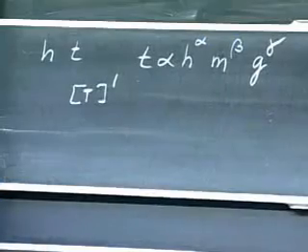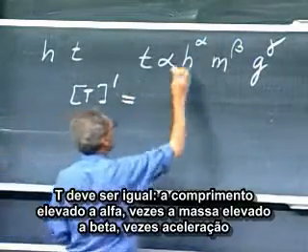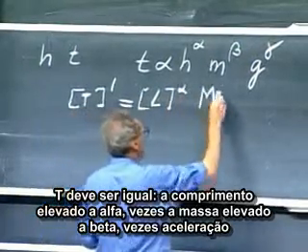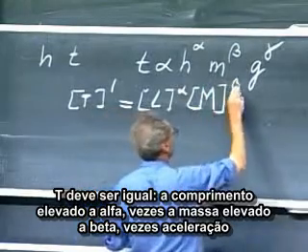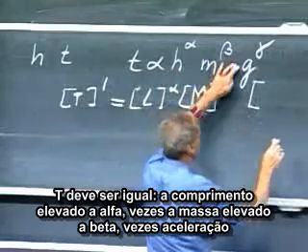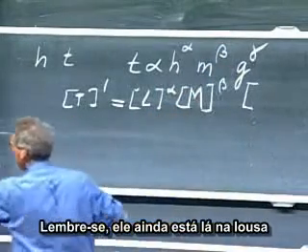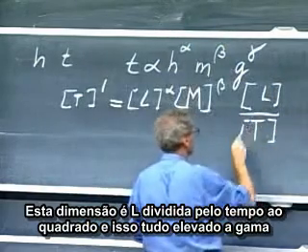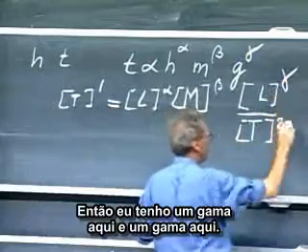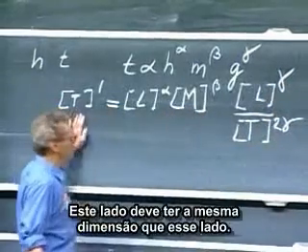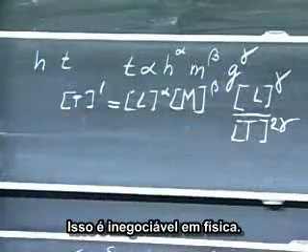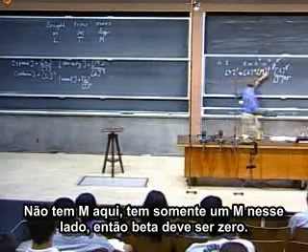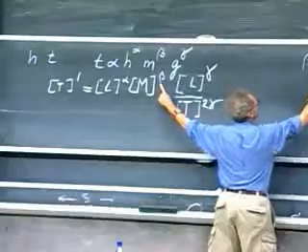That T must be the same as length to the power alpha times mass to the power beta times acceleration. Remember, it is still there on the blackboard, has dimension L divided by time squared, and the whole thing to the power gamma. So I have a gamma here, I have a gamma there. This side must have the same dimension as that side. That is non-negotiable in physics. Okay, there we go. There is no M here, there is only one M here, so beta must be 0.